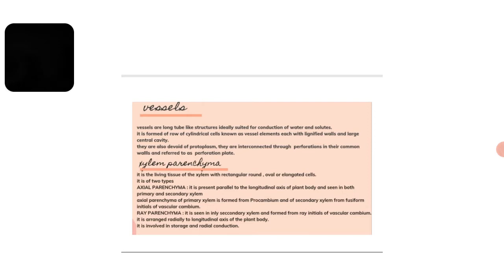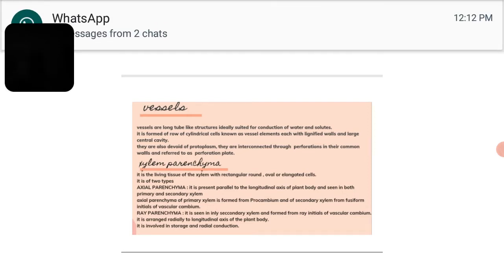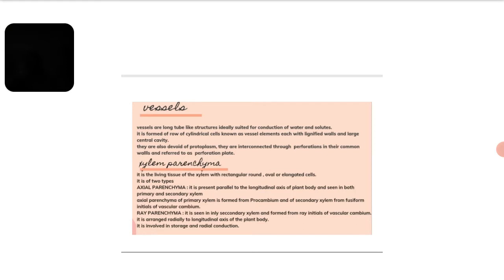Okay. So next is the porous wood. In this porous wood, the vessels are of two types: ring porous wood and diffuse porous wood. Okay. The vessels are water conducting channels of vascular plants. Besides, they are mechanical in function. Okay. So this is about the vessel.